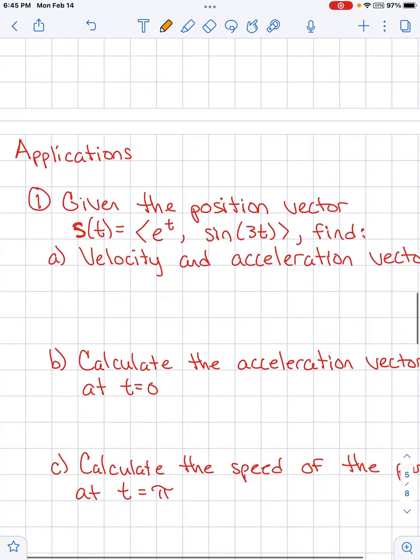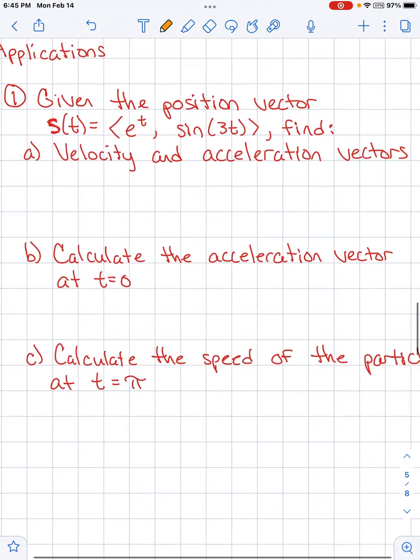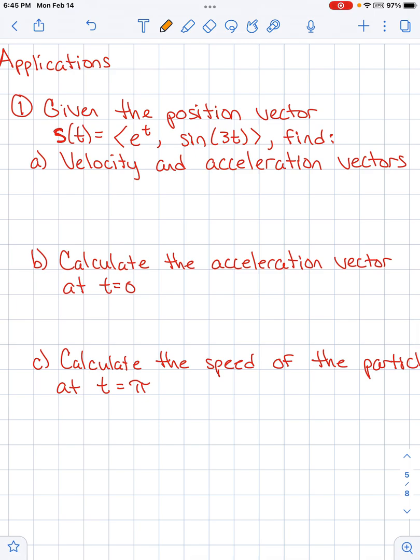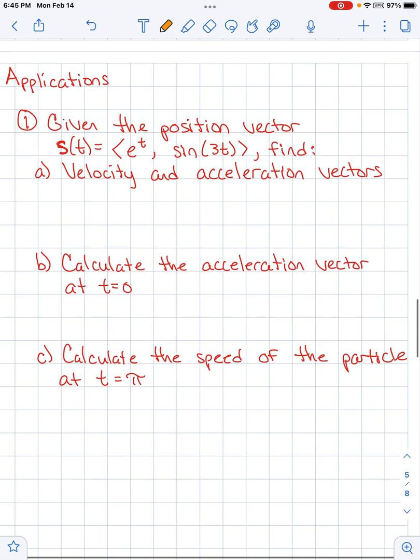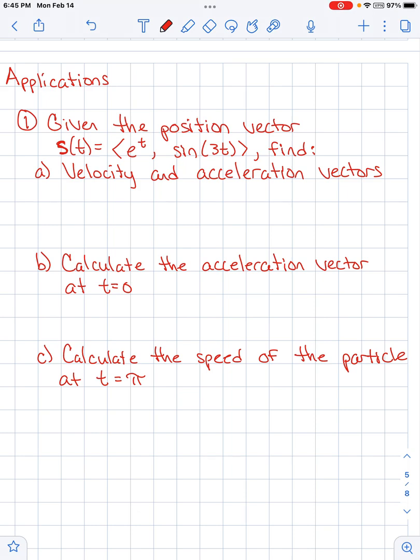I'm going to give you a question now. It's kind of like an FRQ style question. I'm giving you a new position vector this time, and I want you to answer those 3 questions about this vector. So I want you to pause. I want you to find the velocity vector, the acceleration vector, the acceleration vector at t equals 0, and then the speed of the particle at t equals pi, and do not use a calculator. Okay, go give it a shot.